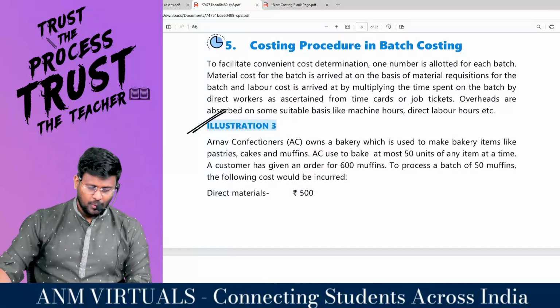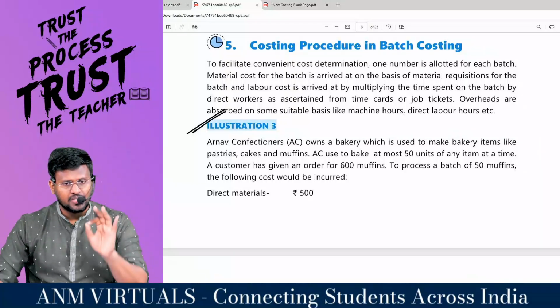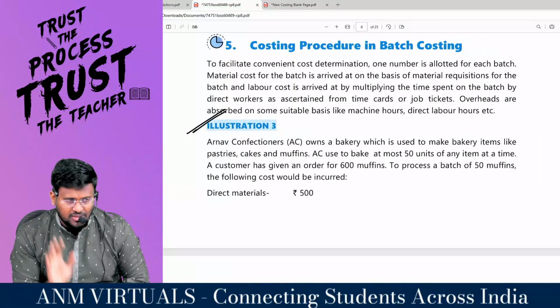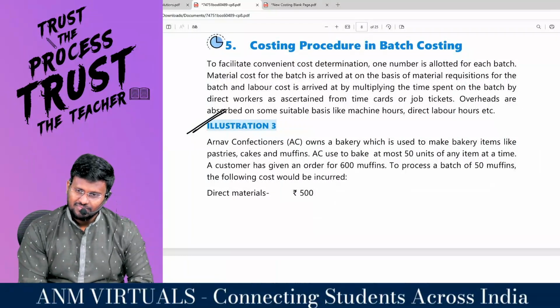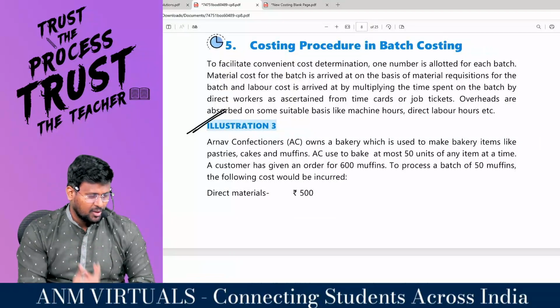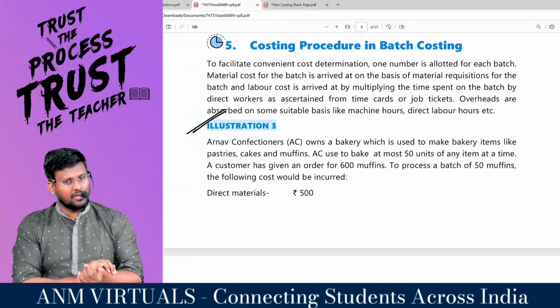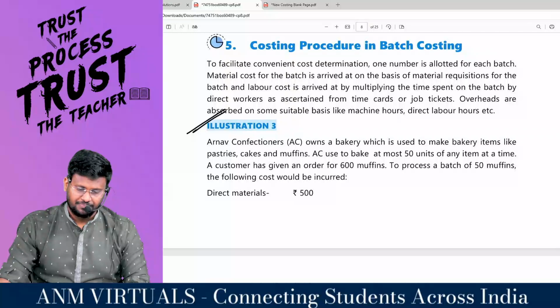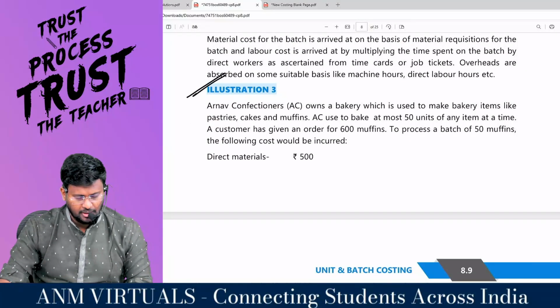First of all, understand one thing. The weightage of this chapter is 5 marks. You may get a 5 mark question from unit costing, but very less chance, because already they are asking 10 marks for cost sheet. Then why would they again ask the same question for 5 marks? No. But you may surely get a 5 mark question from batch costing. I will be doing illustration number 3.